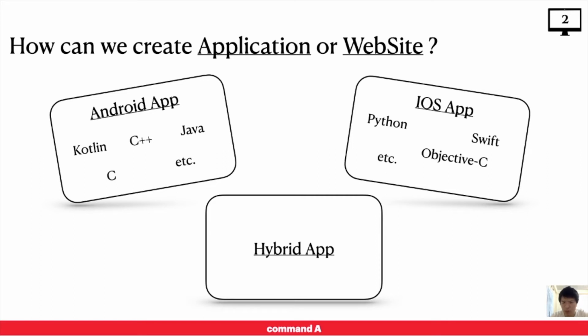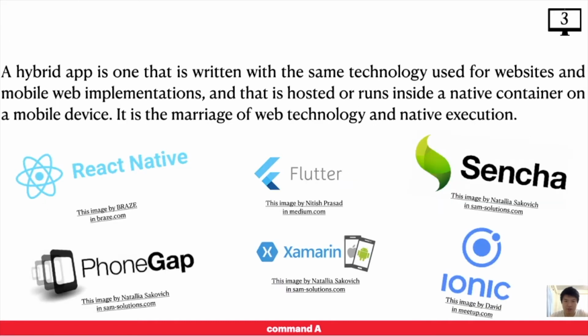But if you want to develop for both Android and iOS applications, what do we need to do? Today, developers develop for cross-platform. This is called a hybrid application. A hybrid application is one codebase used for both iOS and Android applications. Definitely, a hybrid application can create both websites and mobile applications.